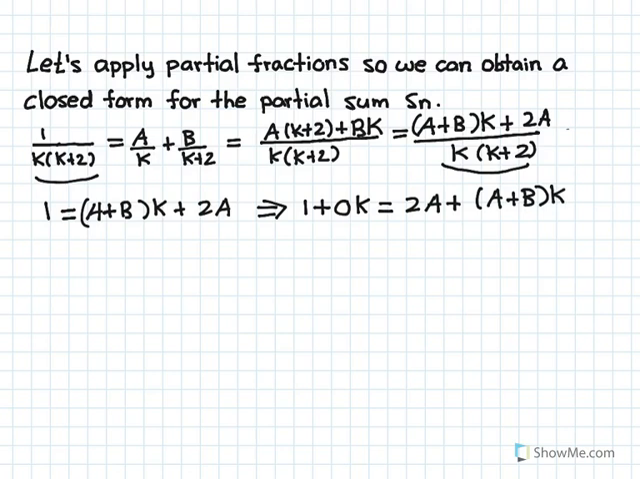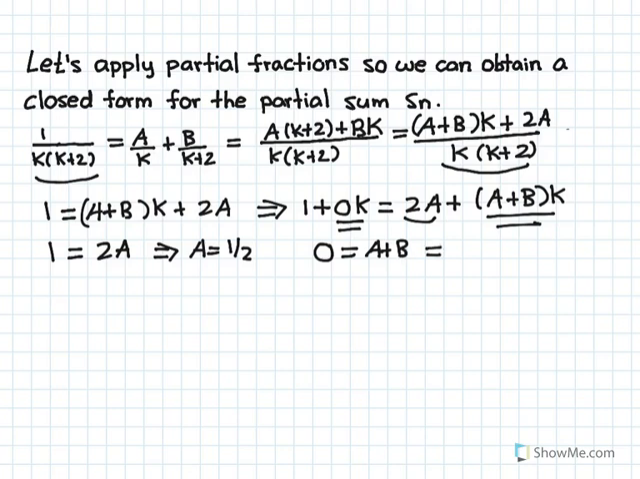Now looking at the constants: on the left-hand side we have 1, and the constant on the right-hand side is 2a. So 1 equals 2a. We're equating coefficients. The constant on the left-hand side has to be equal to the constant on the right-hand side. Solving for a, we get a is equal to 1/2. Now, the coefficient of k on the right-hand side has to be equal to the coefficient of k on the left-hand side. So we get 0 is equal to a plus b. Solving for b, we get b is equal to minus a. And a we solved for earlier, that's 1/2, so we get b is equal to negative 1/2.